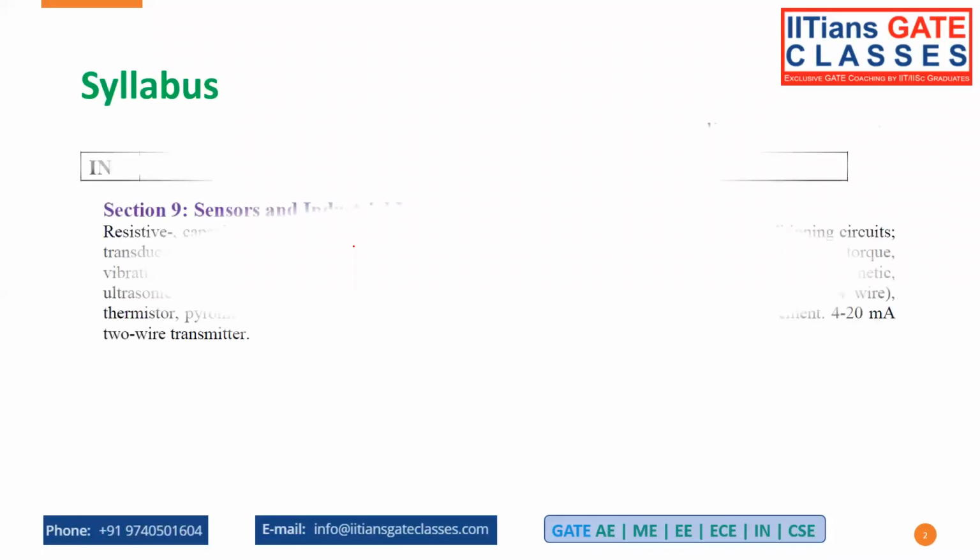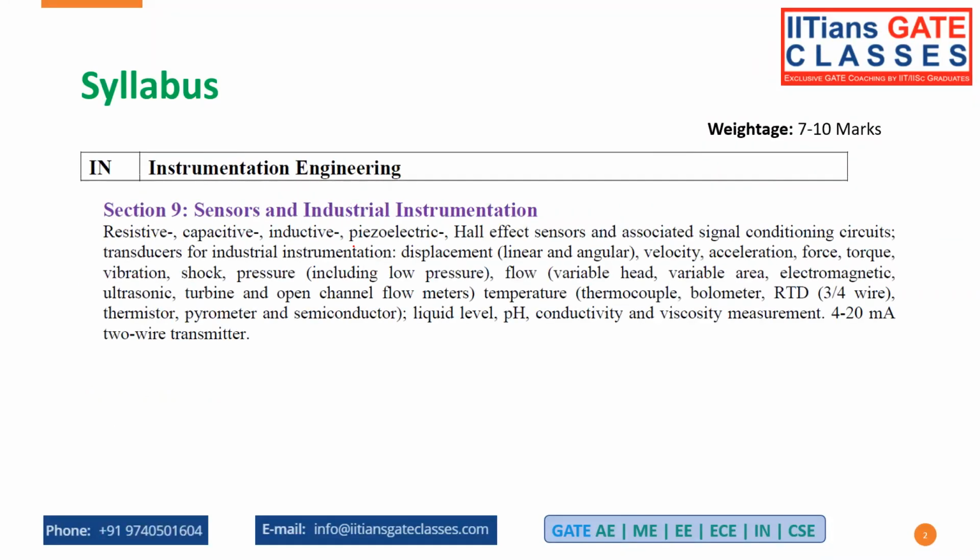Okay, so this is the syllabus of GATE instrumentation covering sensor and industrial instrumentation. So this is one of the subjects from GATE instrumentation. And if I talk about weightage, then the weightage is approximately 7 to 10 marks. So around 2 to 3 questions of 2 marks, and one or two questions of 1 mark used to come. This year also around 8, I have not seen the question paper, but as per the feedback from the students, around 8 to 10 marks of questions have been asked this year.